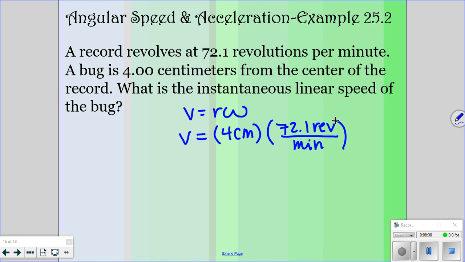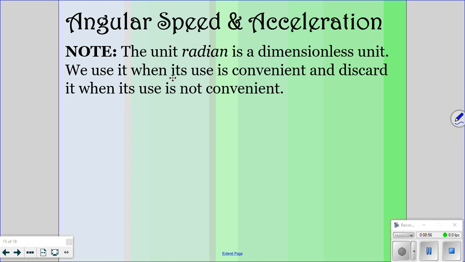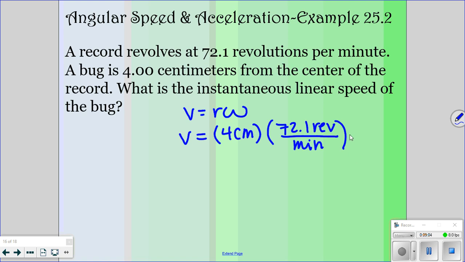And we're looking for linear speed. So linear speed we can do in meters per second, or they gave us centimeters, so we can do centimeters per second, or they gave us minutes, so we can actually do centimeters per minute. There's no reason to change centimeters and minutes unless they asked us to. So what we have to change is the revolution. I'm going to go back. We said the unit radian is dimensionless. We didn't say that revolutions were dimensionless. So on these, we have to convert revolutions to radians. So revolutions are going to go down here so that they're going to cancel.